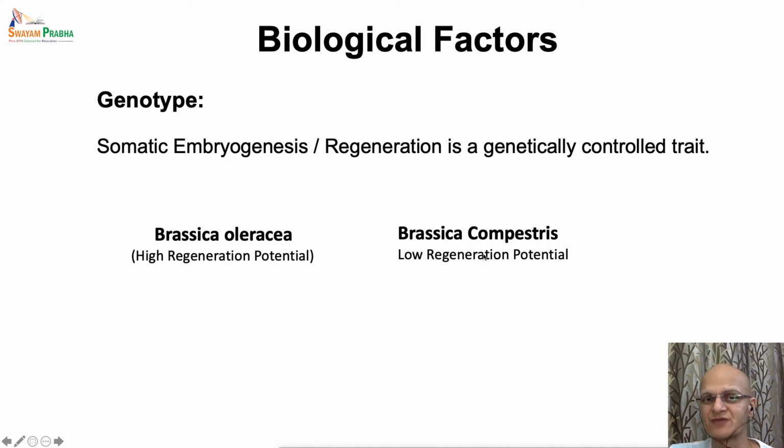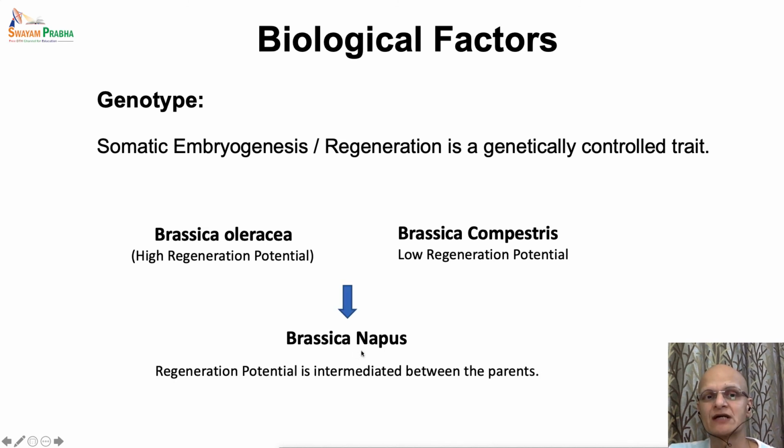That means that it is difficult to initiate in vitro cultures from the explants harvested from Brassica campestris. Now there is another Brassica species, Brassica napus, which is an allopolyploid generated from these two species, Brassica oleracea and Brassica campestris. The regeneration potential of Brassica napus is intermediate between Brassica oleracea and Brassica campestris. So this performed better in in vitro cultures as compared to Brassica campestris. However, Brassica oleracea performed better than this one.